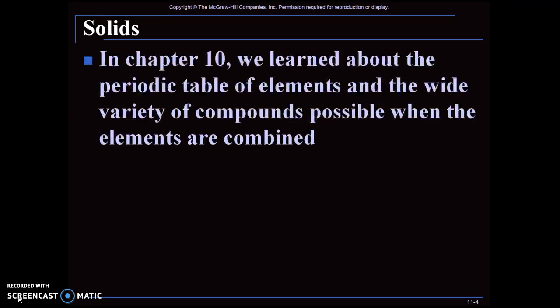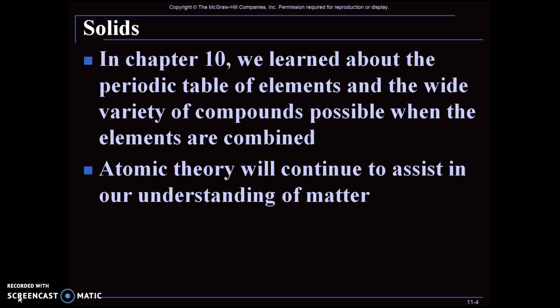Solids. In chapter 10, we learned about the periodic table of elements, in which we talked about what elements are, how compounds are formed, how to balance an equation, how to write electron configuration. All those things we learned in chapter 10 give us the idea of how materials are made up. And atomic theory will continue to assist in our understanding of matter, because the periodic table is the base of every material existing in this universe, and all the principles exhibited in the periodic table are going to be continued throughout.